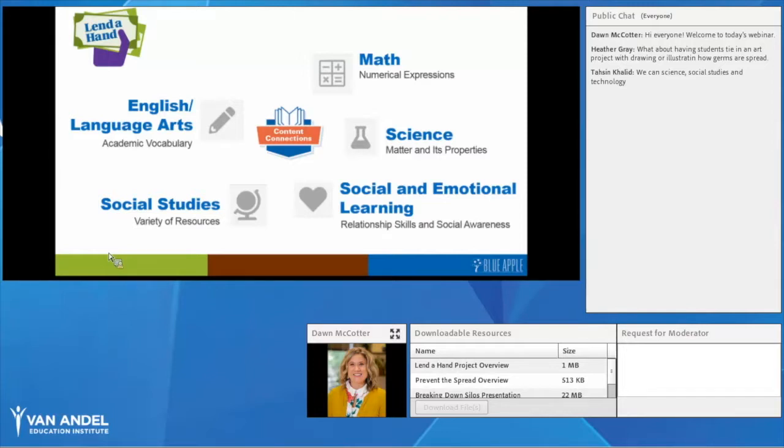And last, the social and emotional learning, taking a look at those relationship skills and social awareness. And in this project, we're having the students build upon each other's ideas.